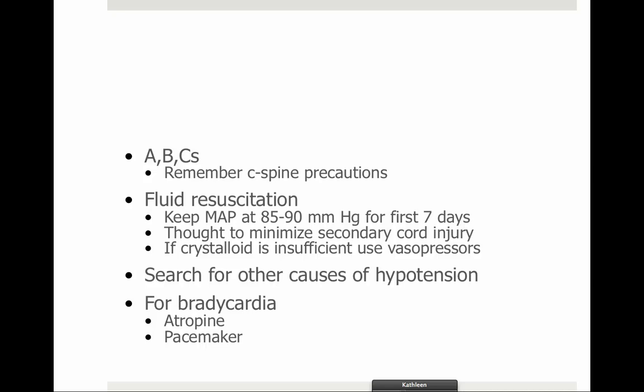With neurogenic shock, remember ABCs, remember C-spine precautions, fluid resuscitation, keep MAP at 85 to 90 for the first 7 days. This is thought to minimize secondary cord injury. If crystalloid is insufficient, use vasopressors. Search for other causes of hypotension, and for bradycardia, treat with atropine or a pacemaker.